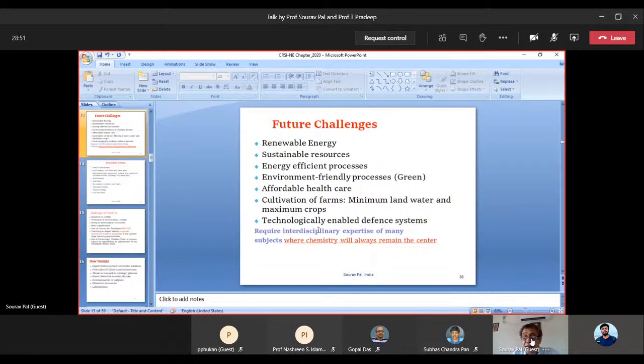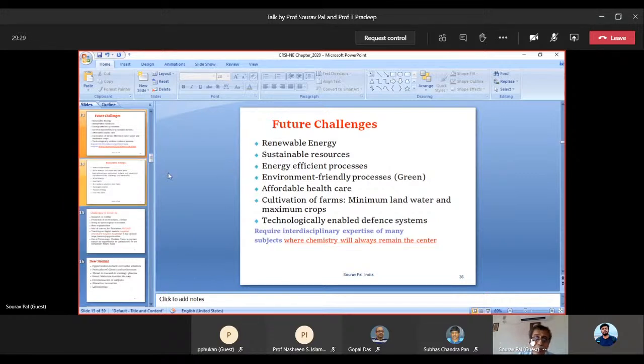Interdisciplinary work is also very important in all the future challenges that we are going to solve, in particular renewable energy, sustainable resources, energy efficient processes, environment friendly processes, which is green chemistry, affordable healthcare, cultivation of farms, technologically enabled defense systems. Many of these are the future challenges of the country, and they would all require interdisciplinary expertise. Although chemistry will remain at the center, because chemistry is a very central science, it's very important to realize that chemistry will always be there.